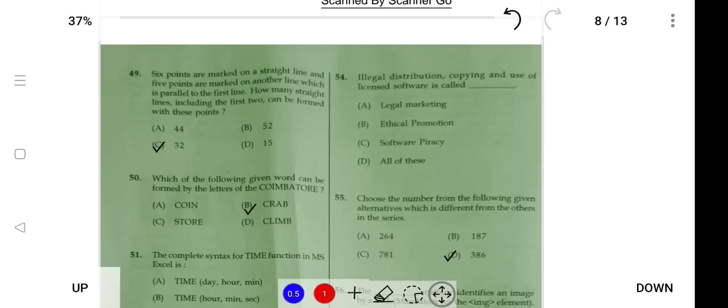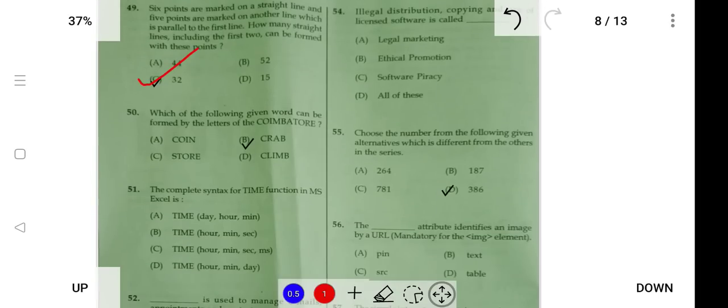Question number 49, 6 points are marked on a straight line and 5 points are marked on a different line, which is parallel to the first line. So how many straight lines are there? So the answer is 32. Which of the following can be formed with the letters of the word Coimbatore? So Coimbatore, the answer is crab.